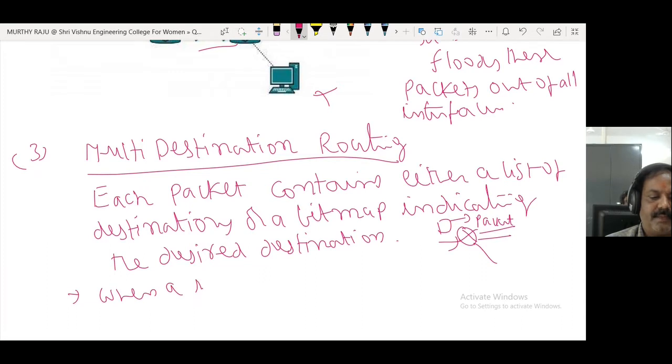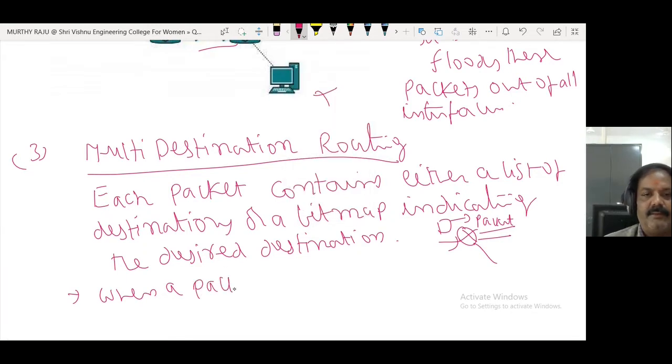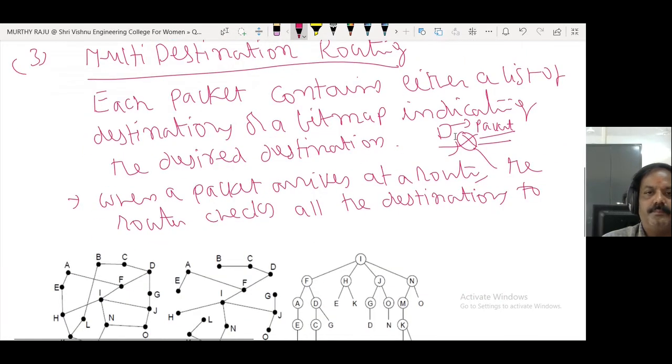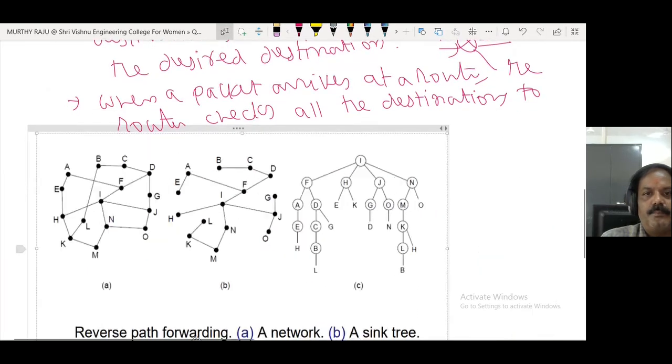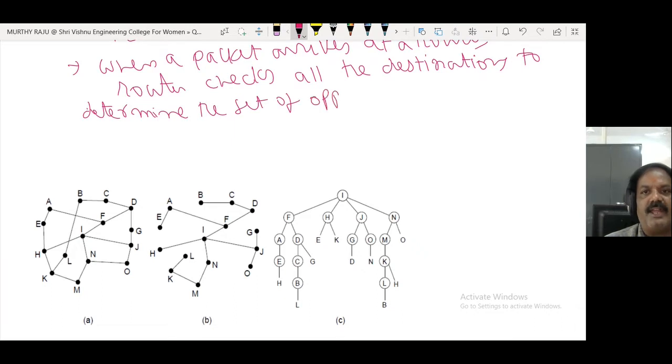When a packet arrives at a router, the router checks all the destinations to determine the set of output lines that will be needed.